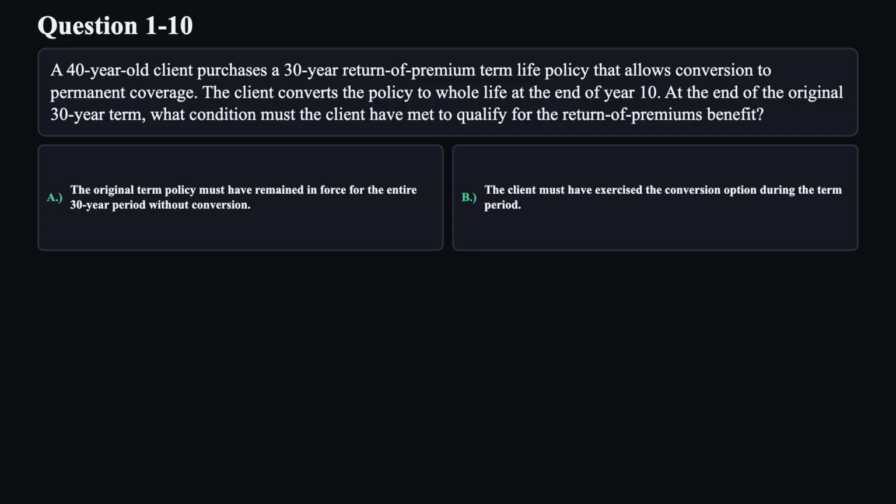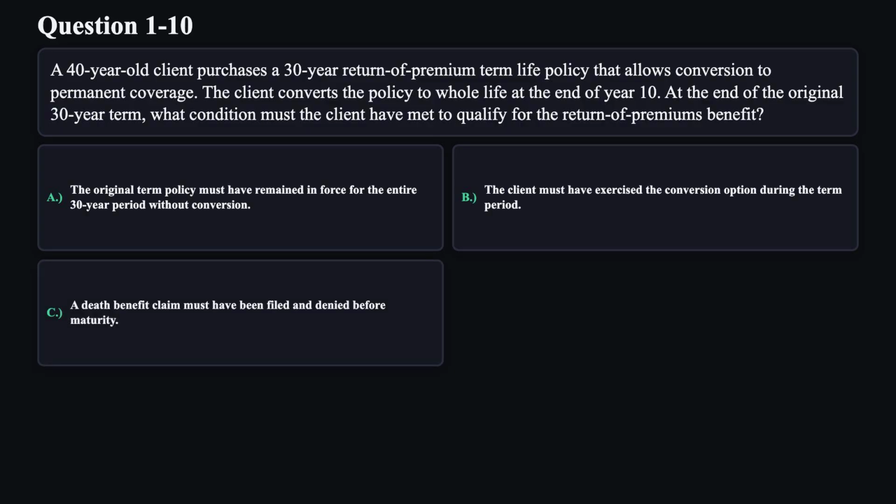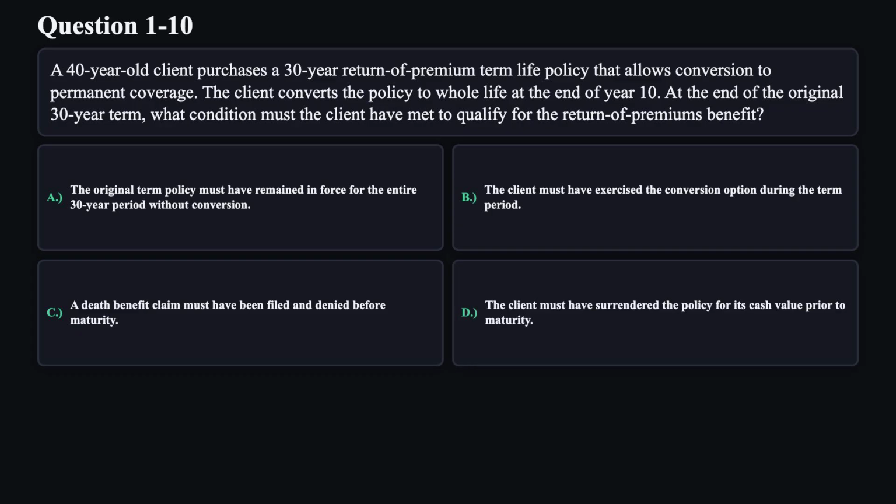B. The client must have exercised the conversion option during the term period. C. A death benefit claim must have been filed and denied before maturity. D. The client must have surrendered the policy for its cash value prior to maturity.